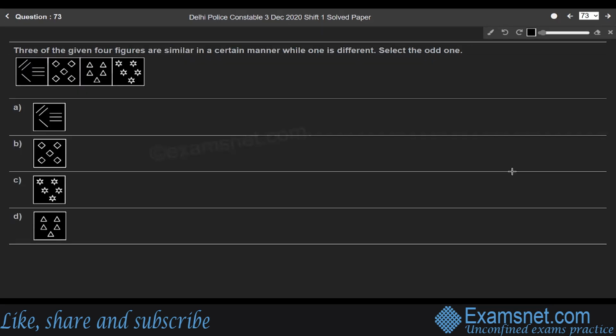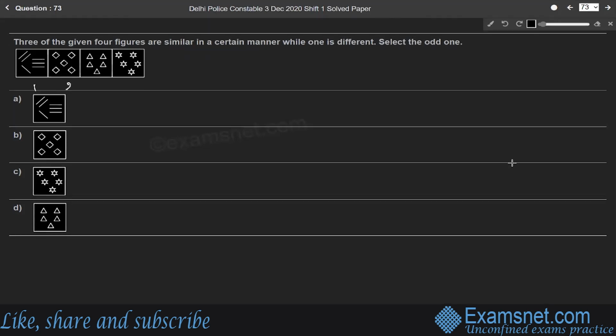Question 73. Three of the given four figures are similar in a certain manner, while one is different. Select the odd one. Here, in the second, third, and fourth figures, there are 5 different shapes in each figure, whereas in the first figure, there are 6 lines, or you can consider it as 6 shapes. Therefore, figure 1 is the odd one, hence option A.